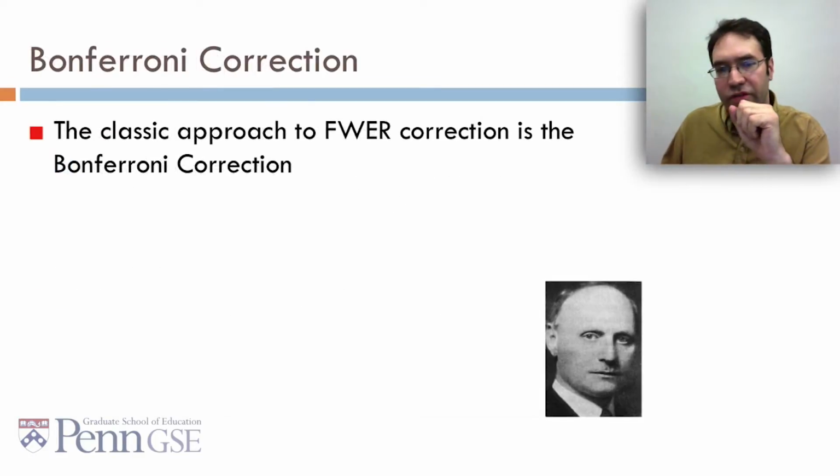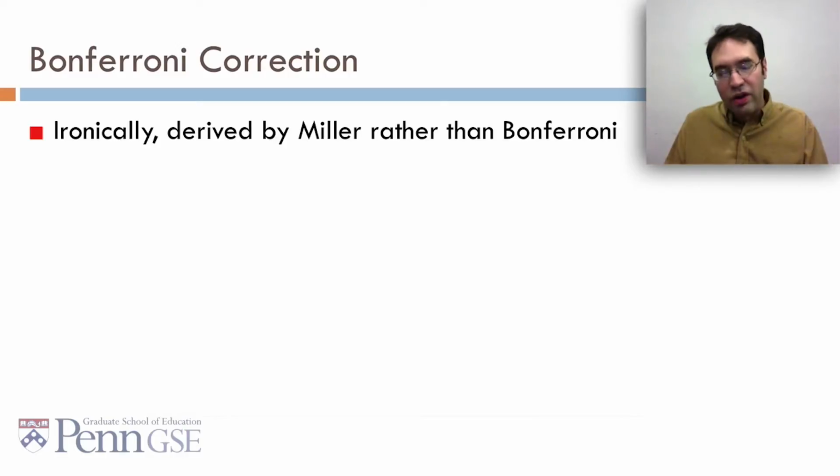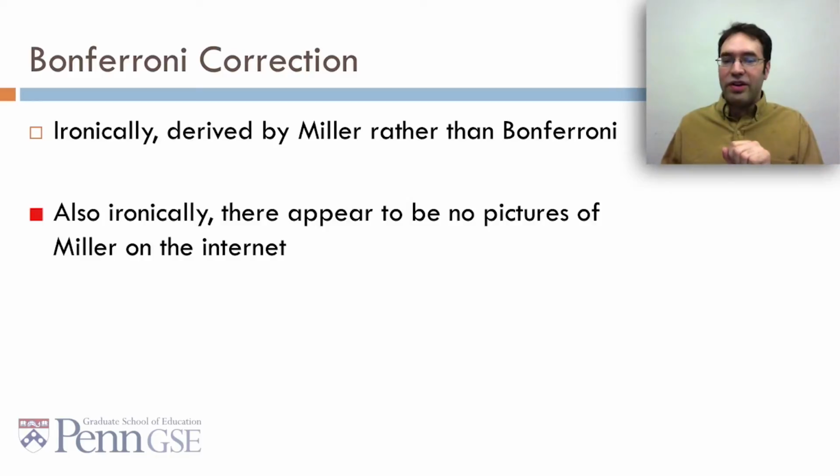The classic approach to FWER correction is the Bonferroni correction, and there you can see Bonferroni down there at the bottom corner, which ironically was derived by Miller rather than Bonferroni. Now, ironically, there also appear to be no pictures of Miller on the internet. See what happens when your discoveries get named after somebody else?